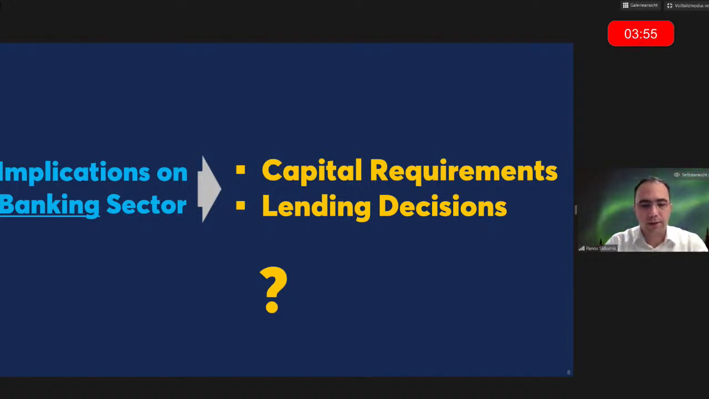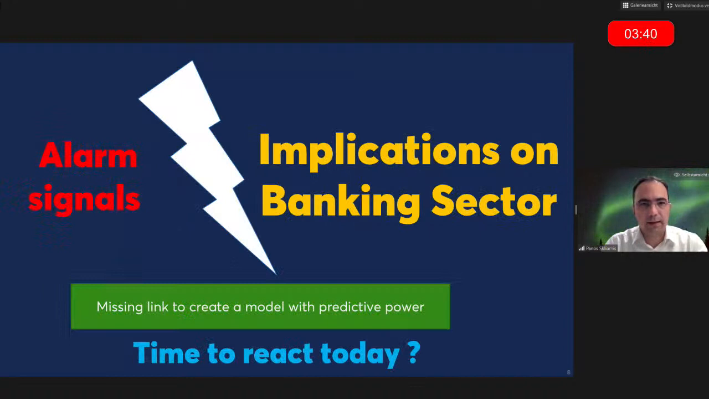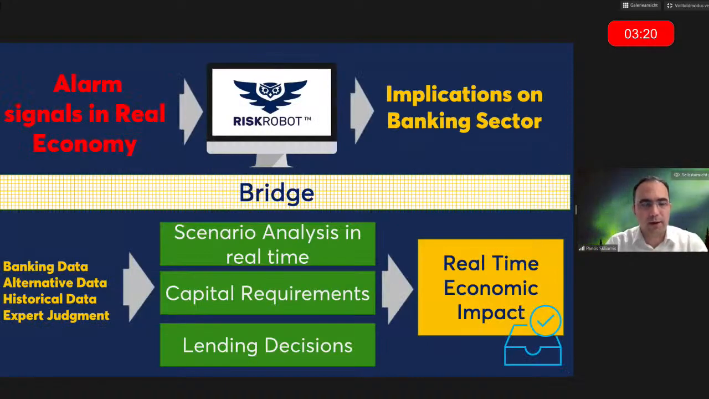So what is the potential consequence? There are a lot, and there are two places, capital requirements and lending decisions, that are going to be affected completely. The problem is that the alarm signals and the implications on the banking sector are not directly connected, because there is a missing link. The teams have to develop a model or more models in order to understand what's going on and how to react. The time to react is quite slow, because it's a manual business.